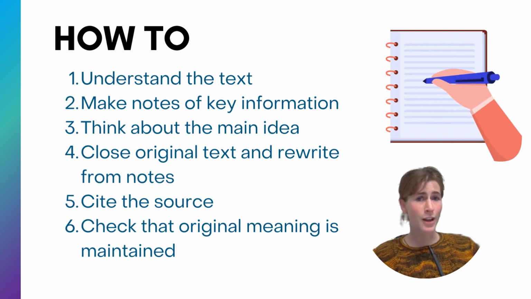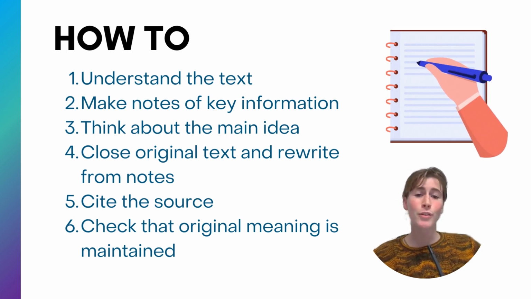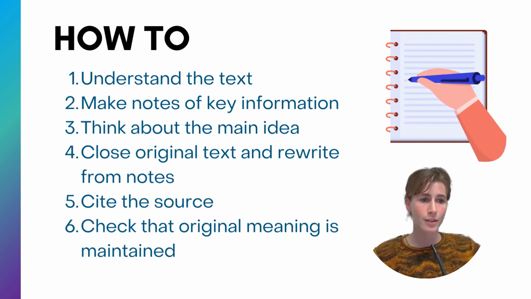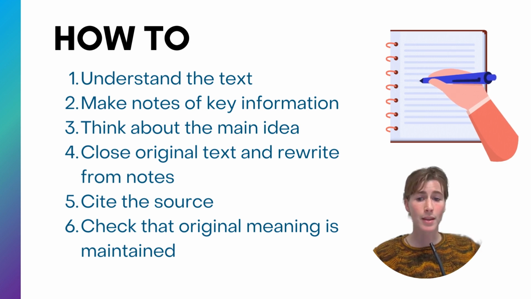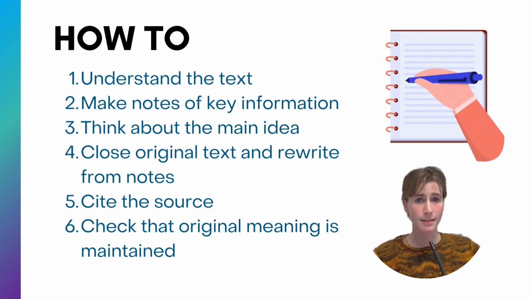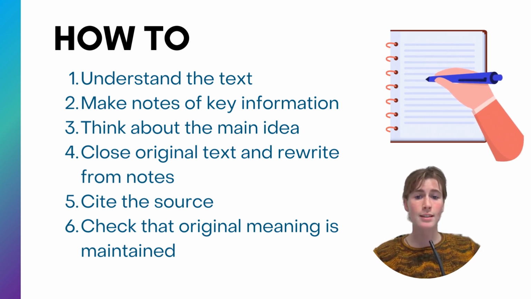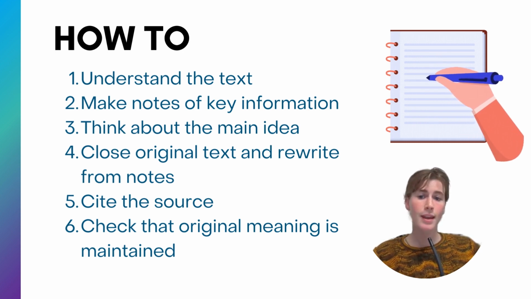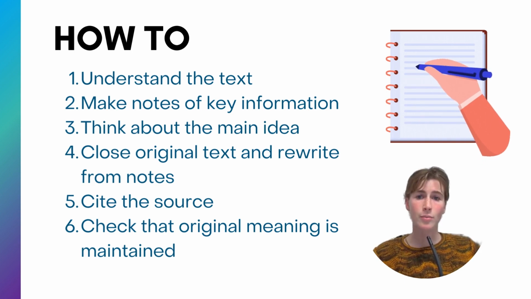Okay, so how do we paraphrase? We've got 6 steps. I'll read them out for you and then we'll go through them in detail. So first, we need to understand the text. Then we need to make notes of the key information. We need to think about the main idea. Then we can close the original text and rewrite from our notes. We need to cite the source, and then we need to check that the original meaning is maintained.